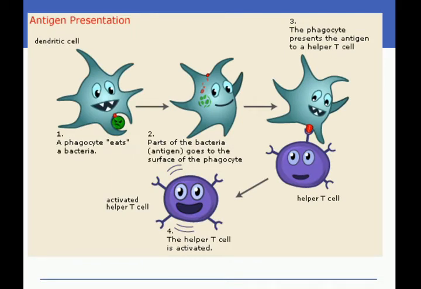In this picture, we have the dendritic cell. The dendritic cell will eat the bacteria, and part of the bacteria, which is called antigen, goes to the surface of the phagocyte. And these phagocytes present the antigen to a helper T cell. The helper T cell is activated.